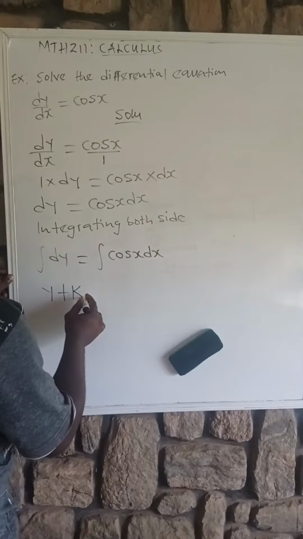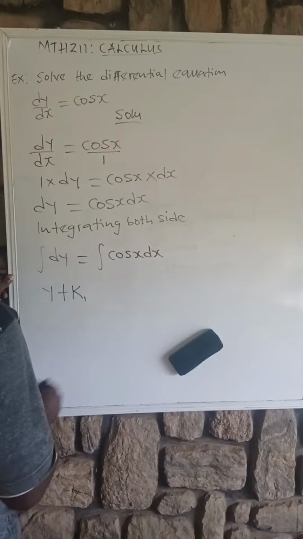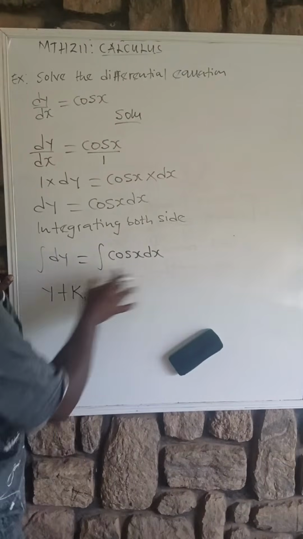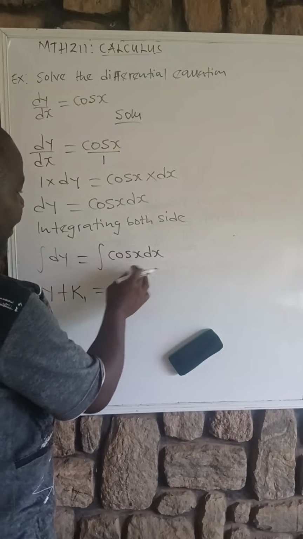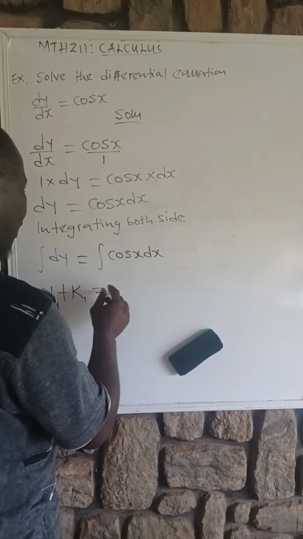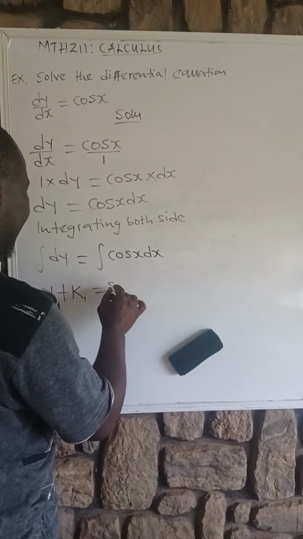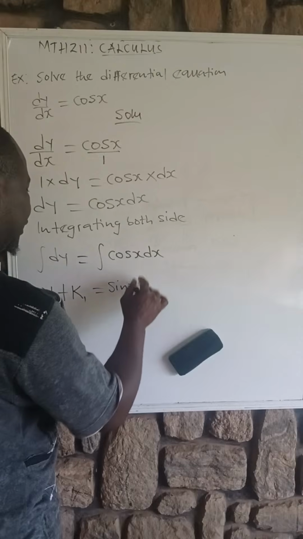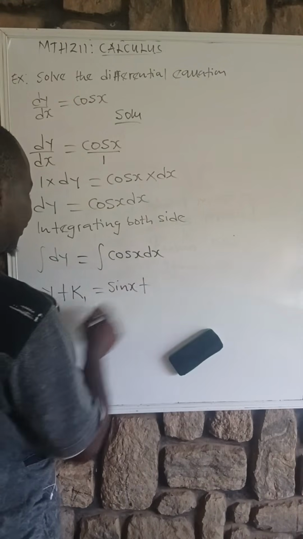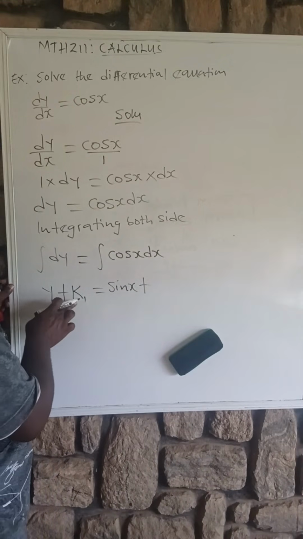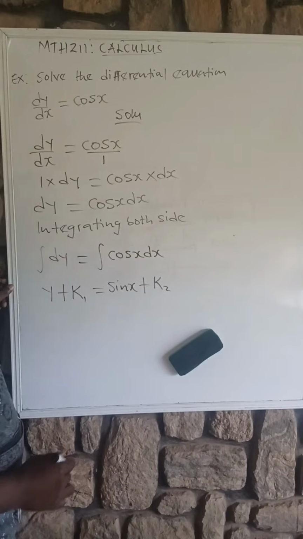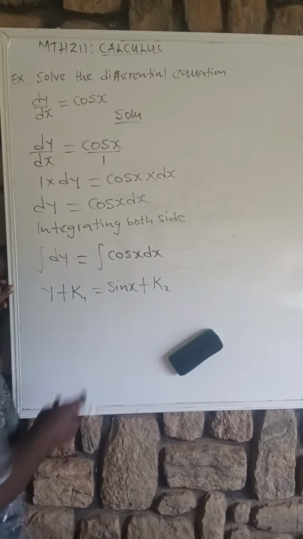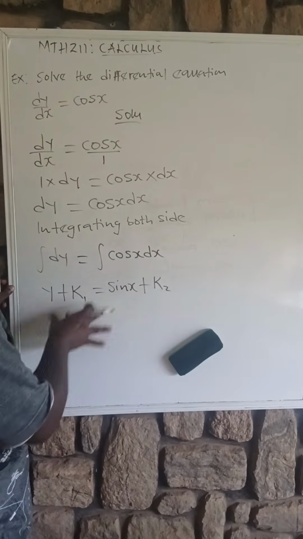Please label this k1, equals to, since we are integrating both sides, when you integrate cos x dx, you are supposed to have what? Sine x plus any constant. But since we have used k, let it be k2. Do you understand? In some textbooks, this is what you are going to see.